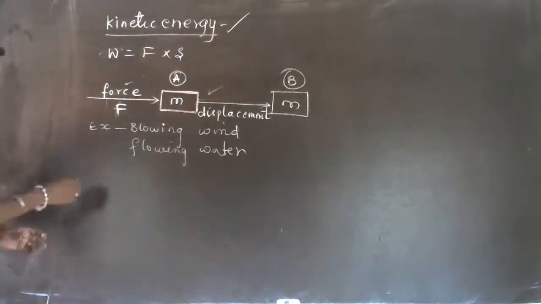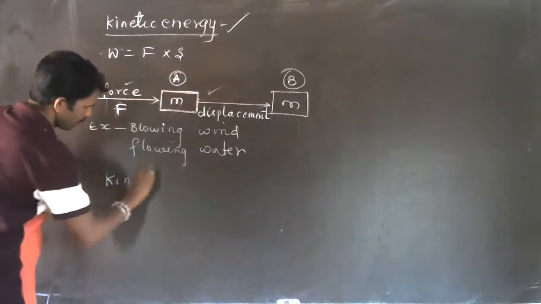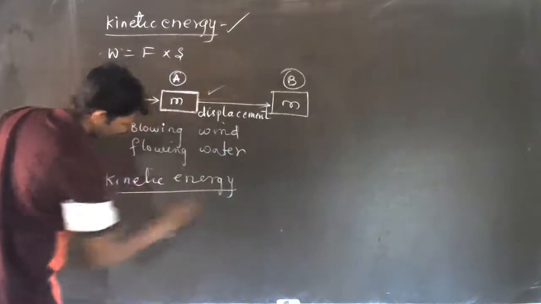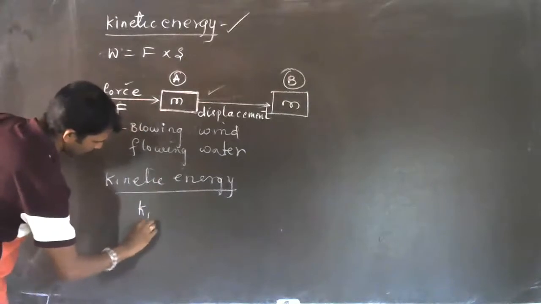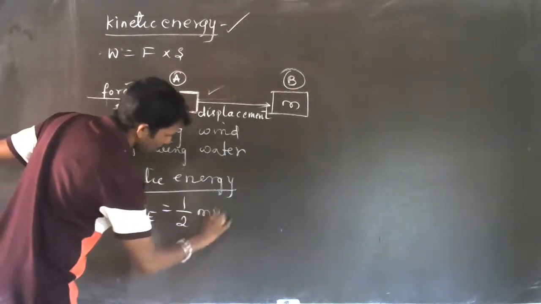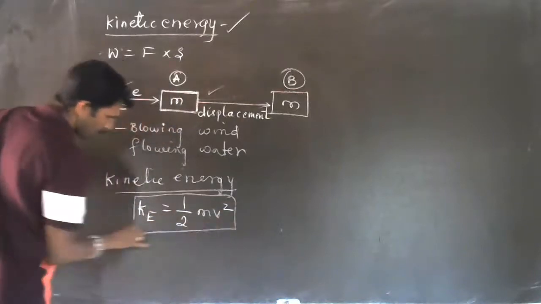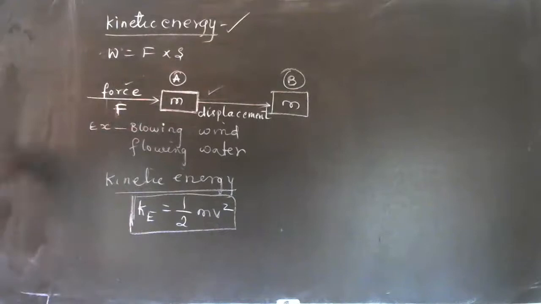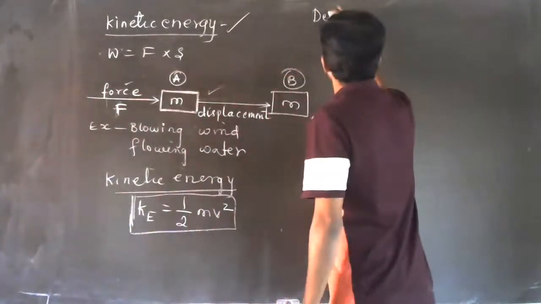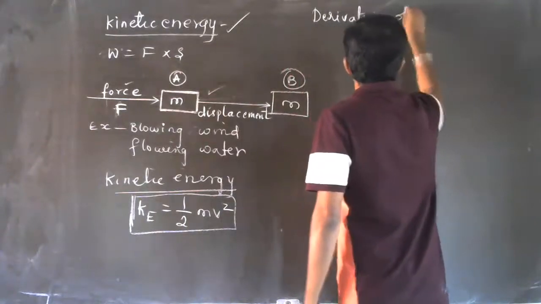The equation for kinetic energy is kinetic energy equals half m v square. This is the formula used to solve numericals on kinetic energy. So let us derive the equation.